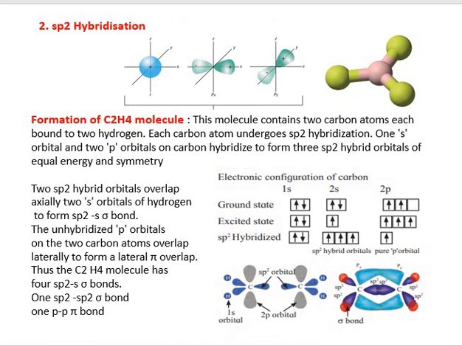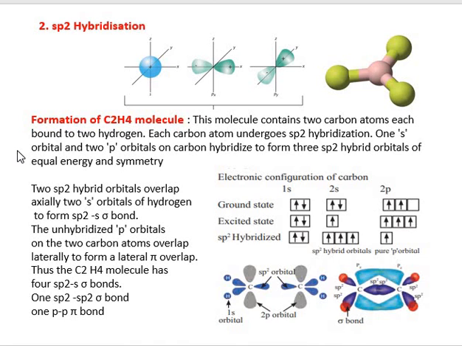Now sp2 hybridization. In sp2, what will happen? 1 s will be mixing with 2 p to give you 3 sp2 hybridized orbitals. Let's talk about the ethene molecule or ethylene molecule. This molecule contains 2 carbon atoms each bound to 2 hydrogen atoms. Each carbon atom undergoes sp2 hybridization, and the 2s orbital and 2 p orbitals of the carbon atom hybridize to give you 3 sp2 orbitals which have the same energy and definite shape.